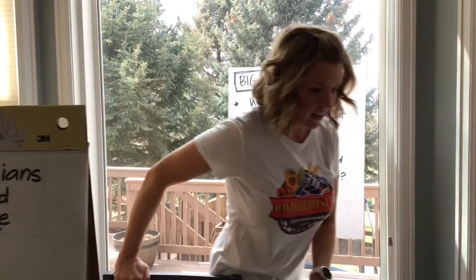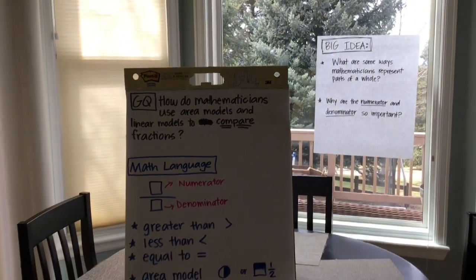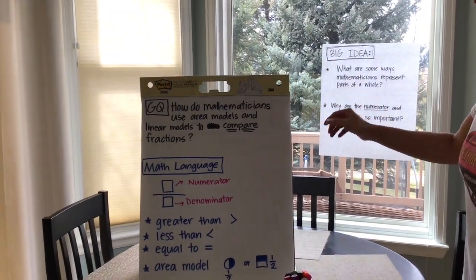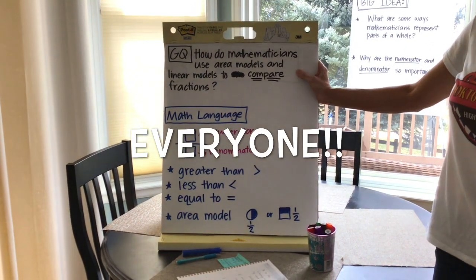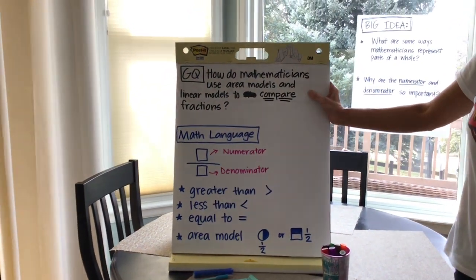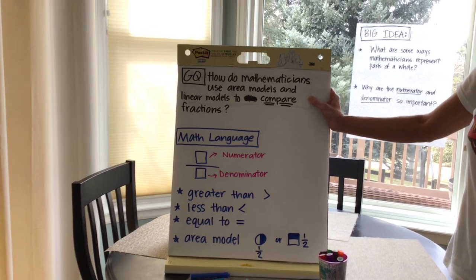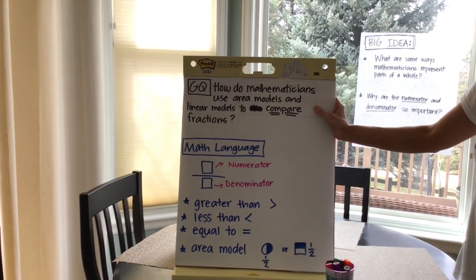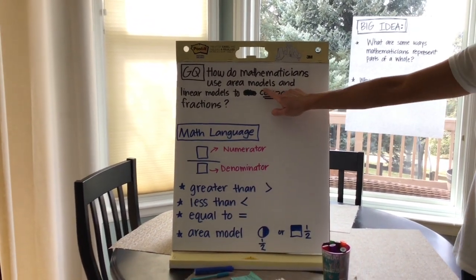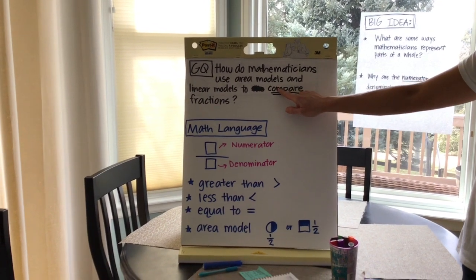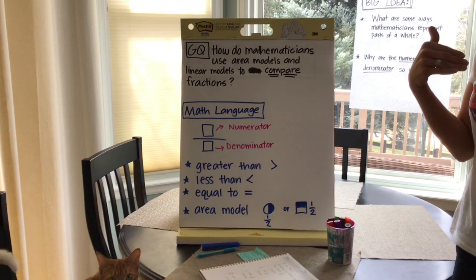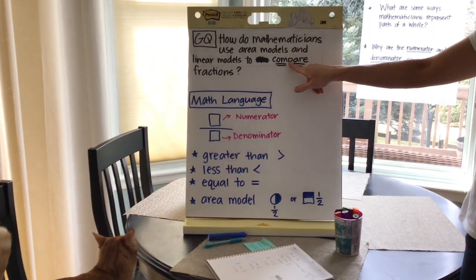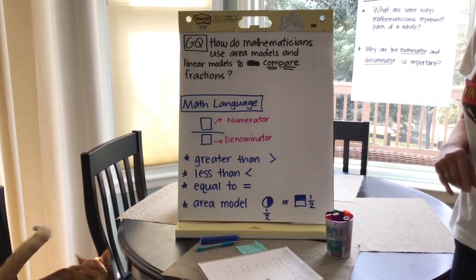All right, so let's take that thinking and tie it in with our guiding question for today. Go ahead and read it with me at home. Luke and Kayla, if you want to join in, you can. How do mathematicians use area models and linear models to compare fractions? So that word compare. Yesterday and the day before, we were trying to see what models we could use to see if fractions were equivalent. And now we're going to get even smarter about that using greater than, less than, or equal to.